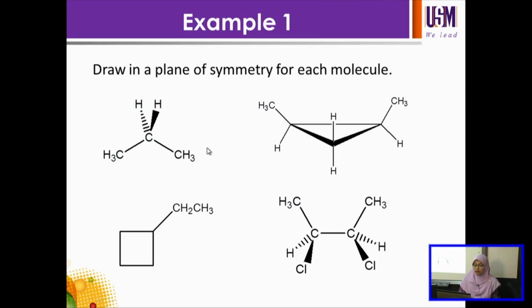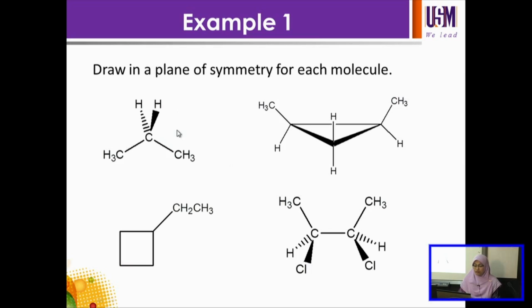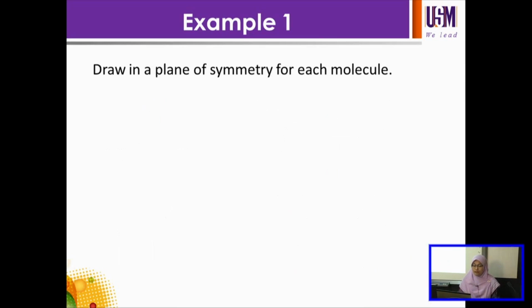For structure number 1, what you have to do is redraw the structure again, and align these 2 hydrogen atoms. In the first structure, these 2 hydrogen atoms seem to be in different places, one pointing towards us and one pointing at the back. So you have to redraw the structure and align these 2 hydrogen atoms, and then you can place a plane of symmetry. When you place this mirror in the middle of this molecule, you will have a mirror image of the 2 methyl groups here.